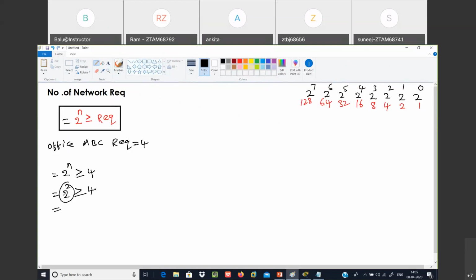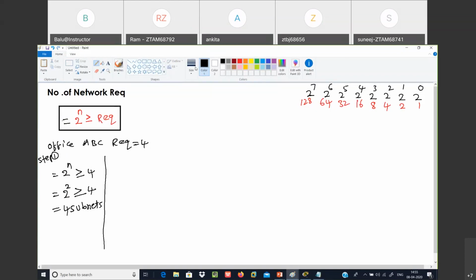2 power 2 value is 4. So what does the 4 indicate here? It means one network is being divided into 4 parts. Each part technically we call a subnet. So we call this 4 subnets. This is our first step. Step 1 we have done.